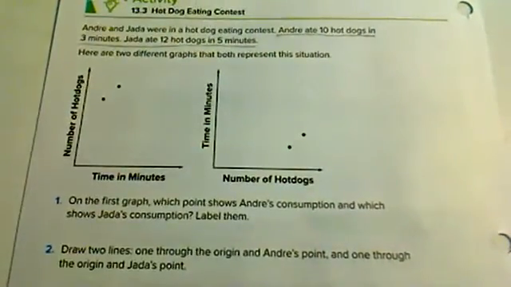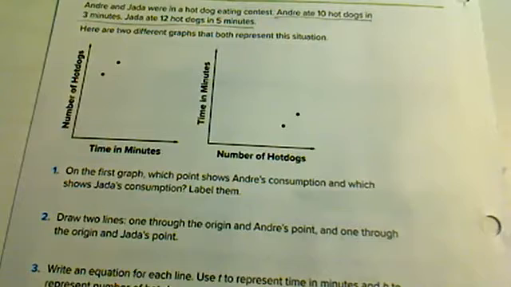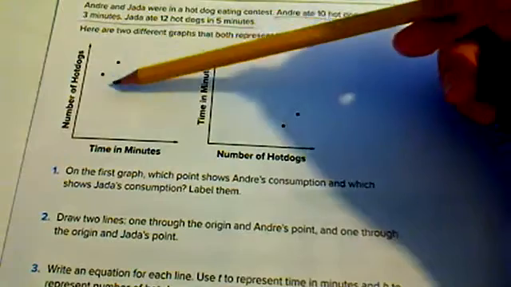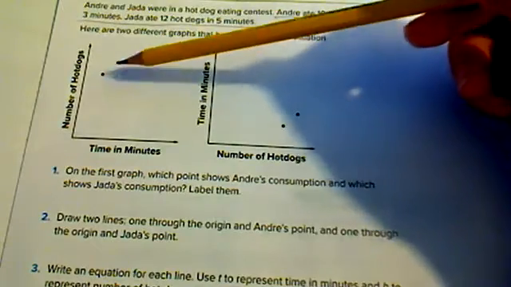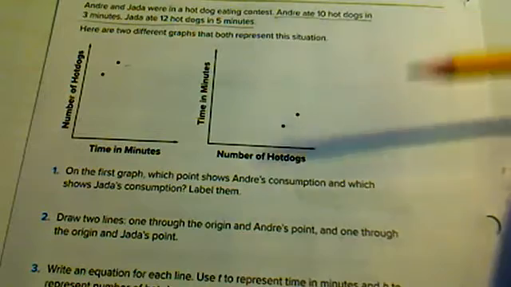So here are 2 different graphs that both represent the situation. On the first graph, which point shows Andre's consumption and which shows Jada's consumption? So if we're looking at this first graph, which point do you think represents which person? I want you to go ahead and label them and then come back.